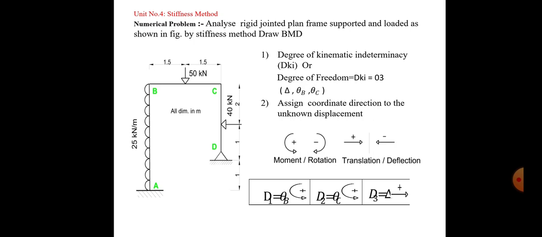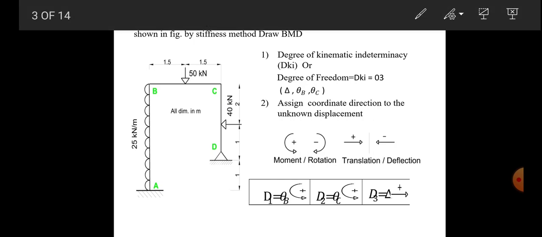Problem statement as follows. Analyze the rigid jointed plane frame supported and loaded as shown in figure by stiffness method. Draw bending moment diagram. Now, the figure of the rigid jointed frame is given. AB is a column loaded with 25 kN per meter UDL and the length of AB is 4 meter. A is a fixed support.